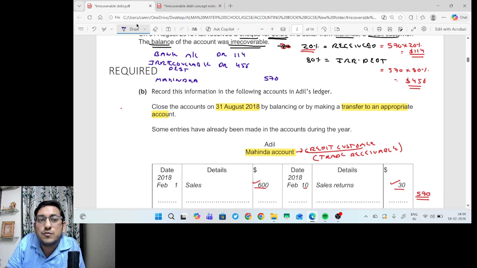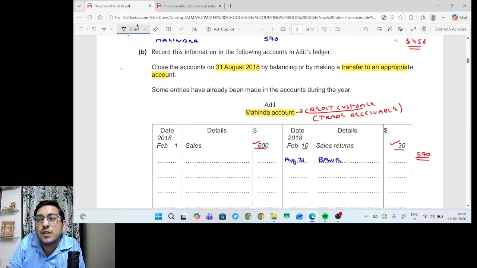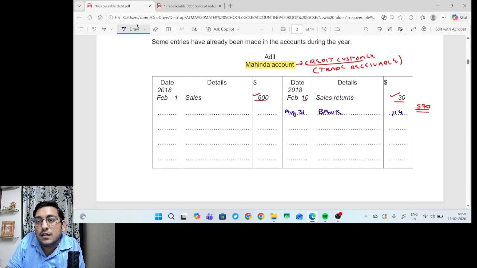So what will be the ledger posting on 31st August? I will write bank account, where I will receive only how much? 114. And this 456 is not balanced because Mahindra is unable to pay. So we have to recognize the loss, irrecoverable debt, on August 31. And this irrecoverable debt will be transferred to statement of profit and loss.